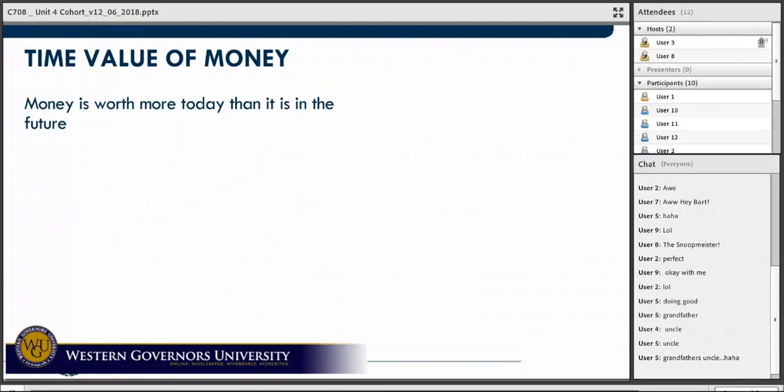So the time value of money. Would you agree that money is worth more today than it is in the future? Would anybody disagree with that statement? And I see typing, which is good. Yes, people agree.